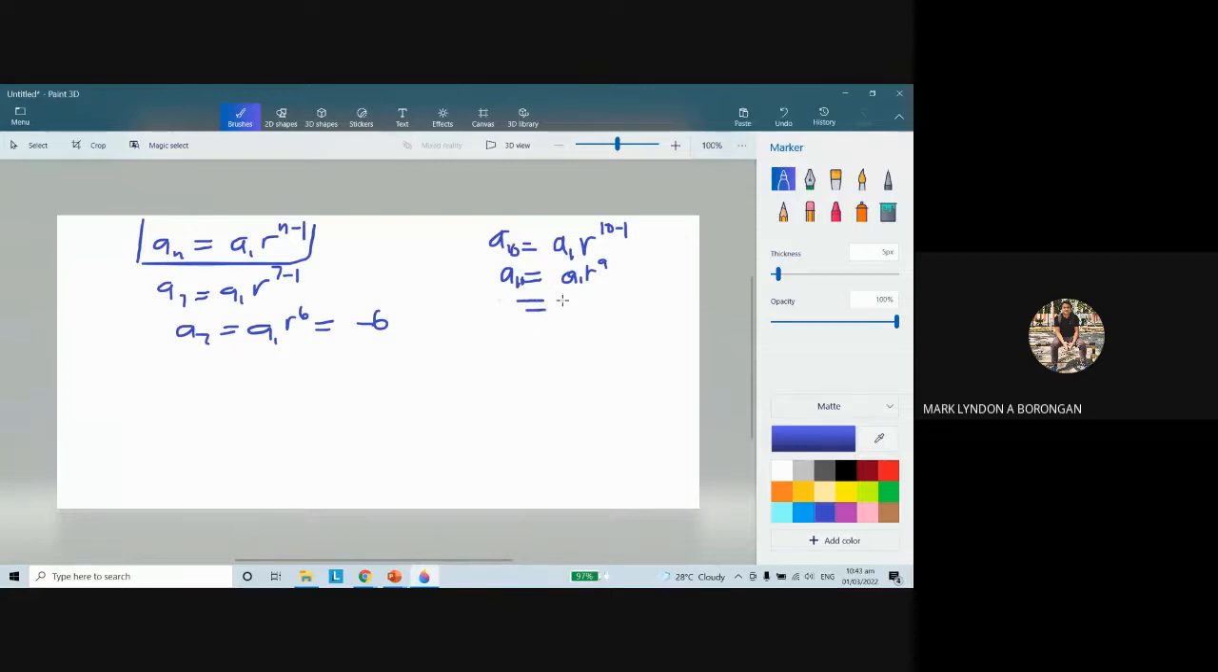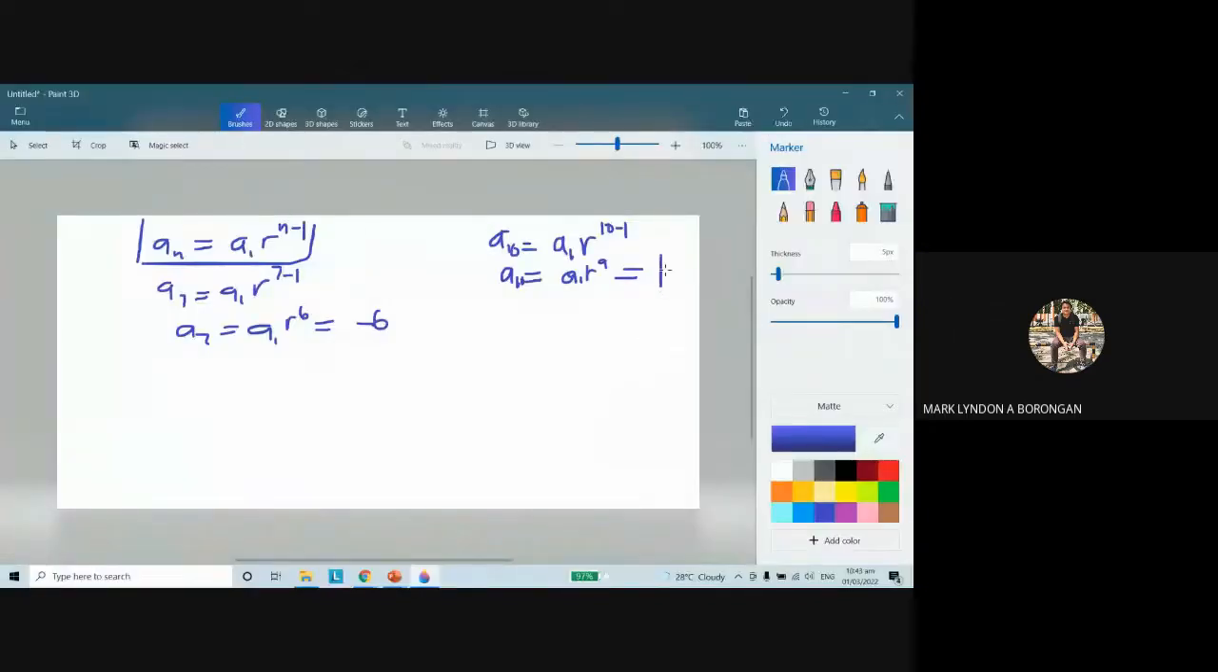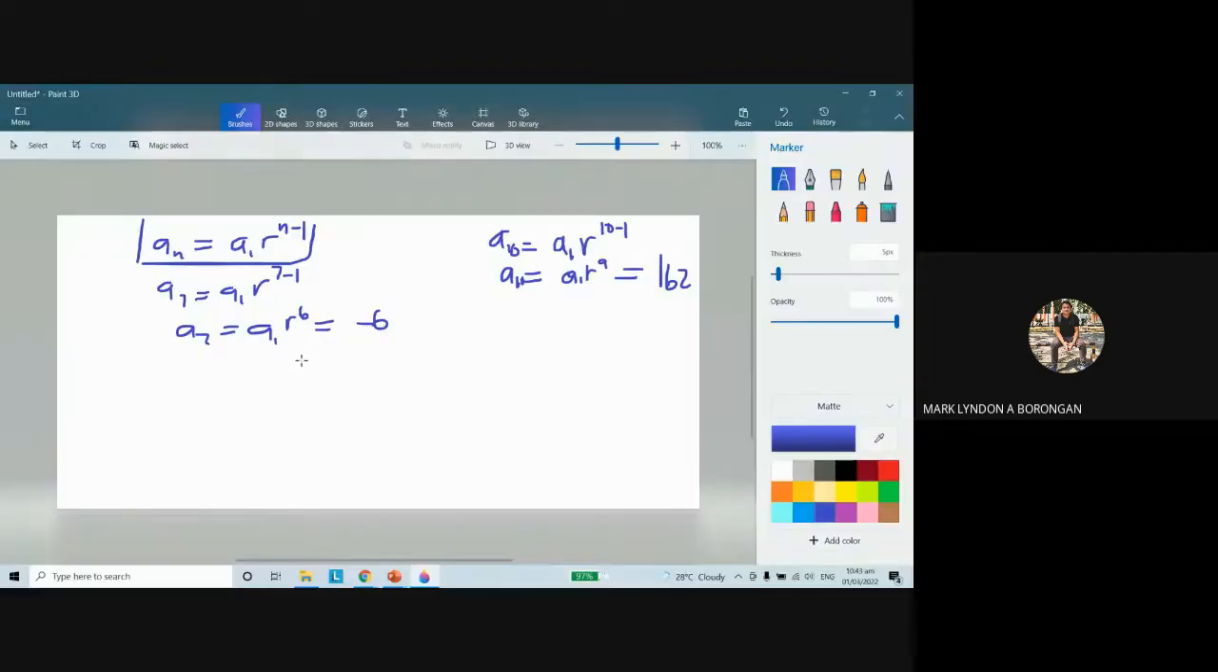So our a sub 10 is just equal to 162. Now, we are asked to find the fifth term. How do we find the fifth term? Since, as you can see, guys, a sub 1 is common to both. Let me use a red one. What we can do is eliminate a sub 1 by dividing them. If we divide them, we can also find r, which is our common ratio. Our common ratio.